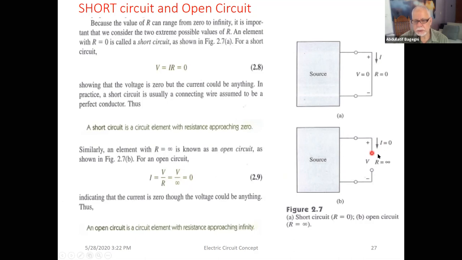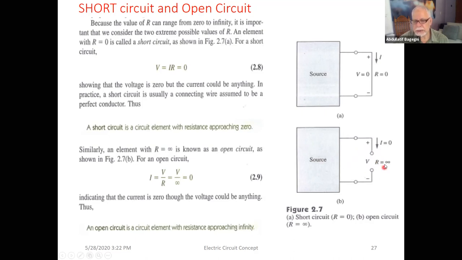Now, an open circuit could be a resistance connected between the plus and the minus of the power supply. And that resistance could be very, very high, like 100 million or 200 million, depending on the amount of the voltage applied. If you have 1 volt, maybe 1K is a high resistance, it's infinite. If that voltage is 100, maybe 1 million is high.